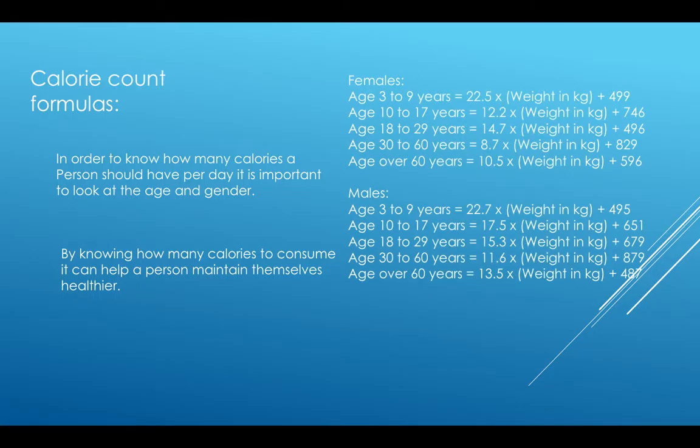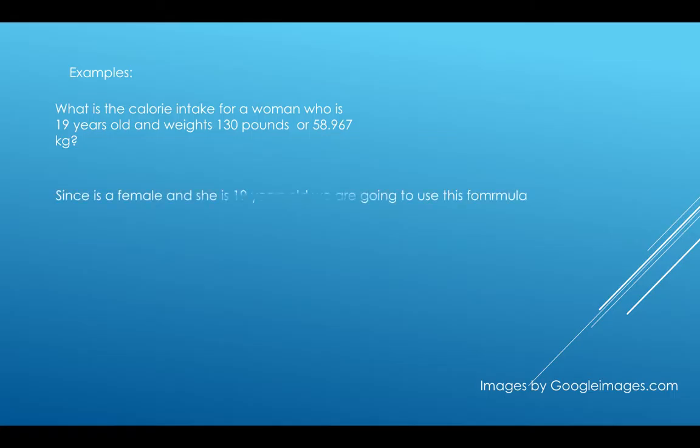So here we have the formulas. We see that females have their own category and males have their own category for formulas. So we see the age range and then the formulas. Next, we will have an example. What is the calorie intake for a woman who is 19 years old and weighs 130 pounds or 58.967 kilograms? Since it's a female and she is 19 years old, we are going to use this formula.